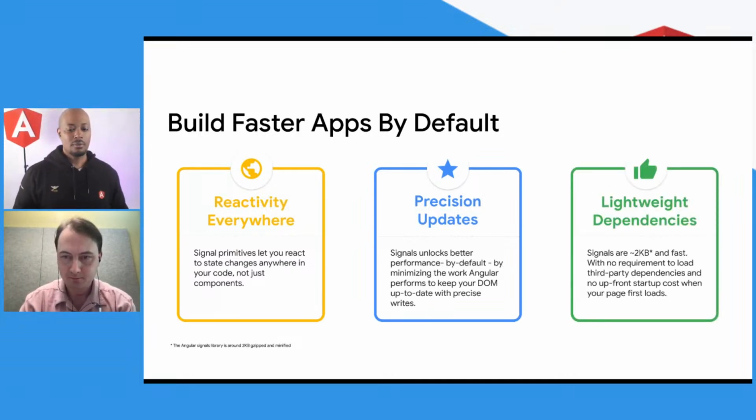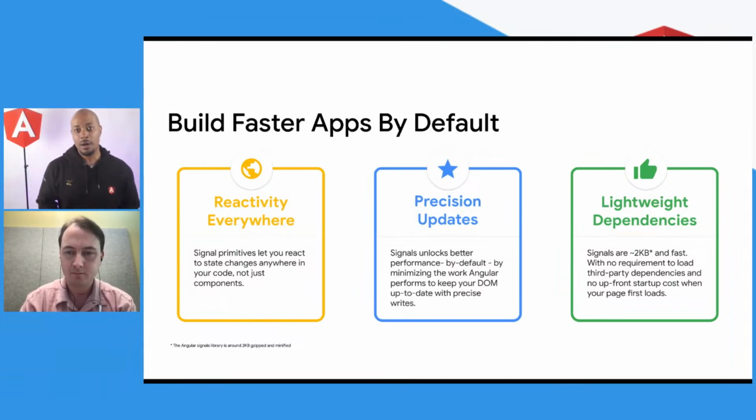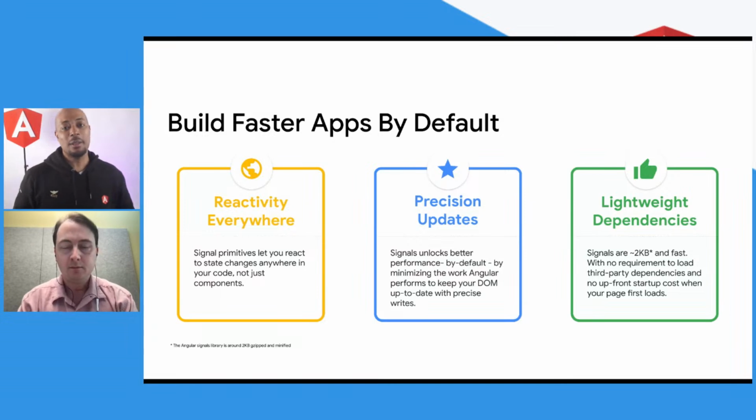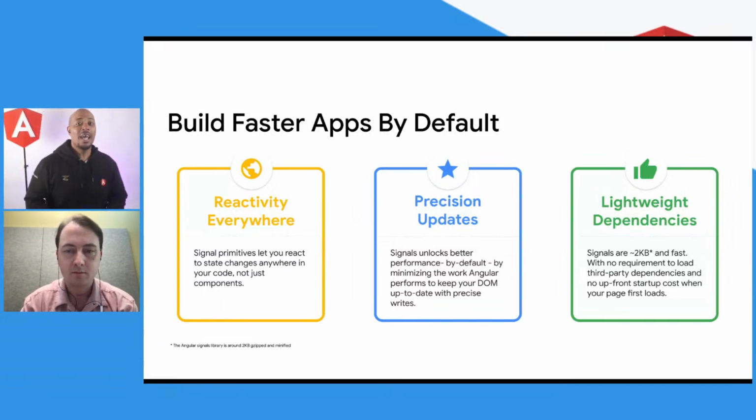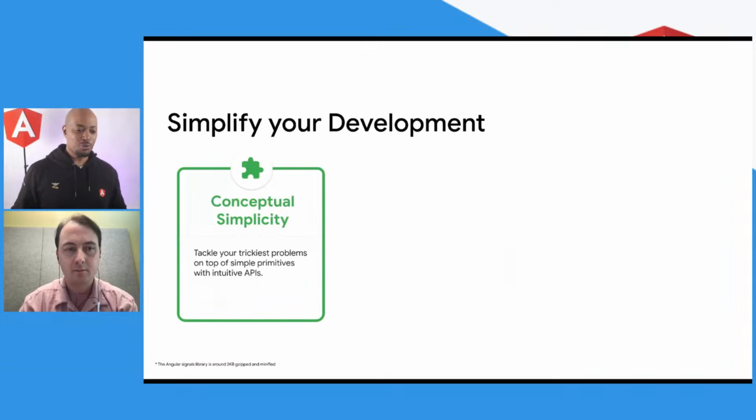Okay. And then here's the thing that I love about this, and I think you folks are going to really love as well: it's a lightweight dependency. So signals, the implementation is about 2 kilobytes, right? And it is fast. There is no requirement to load any third-party dependencies, and there is actually no upfront startup cost when your page first loads, because we're not pulling in another library from a third-party source over a CDN. This is just a part of Angular core. That's how you get into your signals. All right, so pretty fast up front, which is really nice.